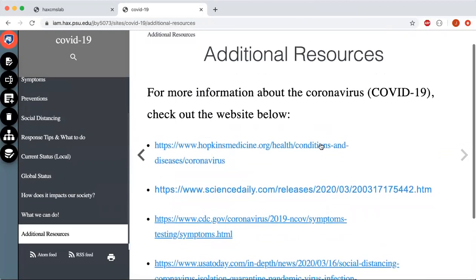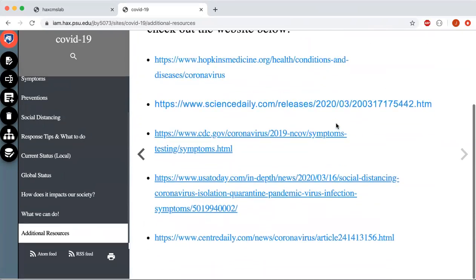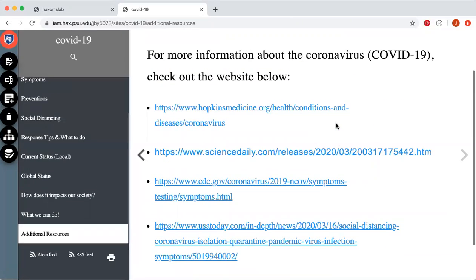And here are the additional resources that you can find for more information. And this was an informational video about the coronavirus, otherwise known as COVID-19, and why it's important.